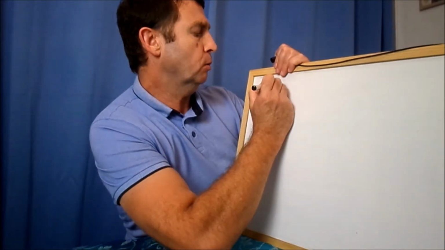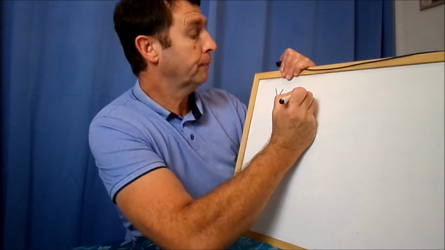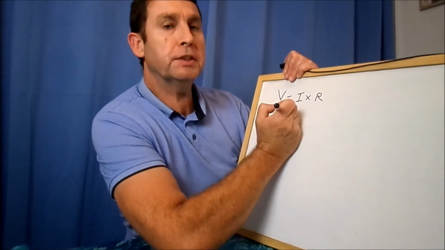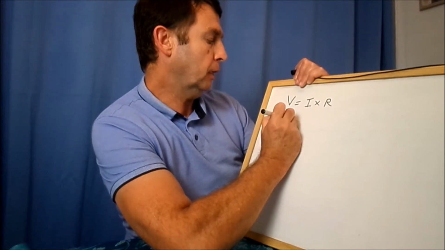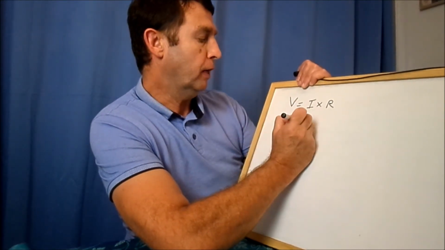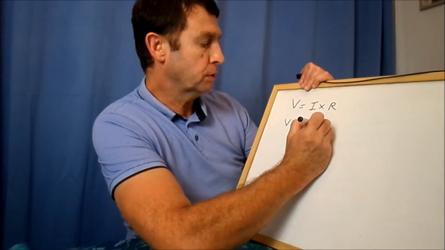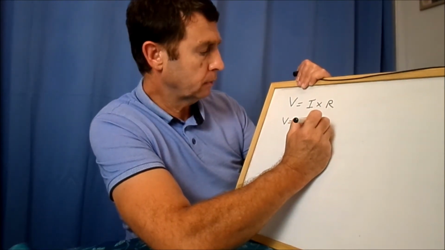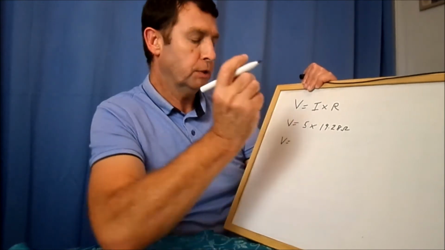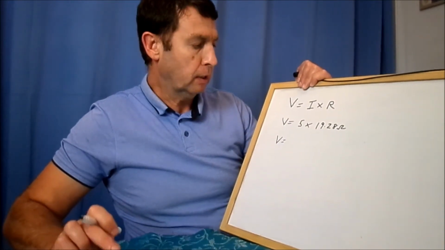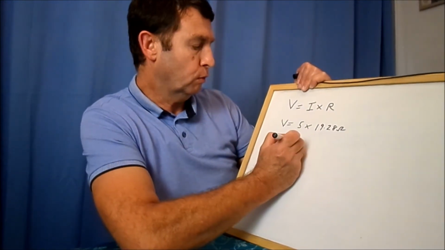Well, if you remember, we said Ohm's law, V for voltage is equal to I for current multiplied by R for resistance. So this is simple. We don't have to transpose the equation or anything like that. All we need to do is put in our numbers. So our voltage is going to equal 5 for the current multiplied by the total circuit resistance, which we said was 19.28 ohms. So 5 times 19.28 is going to equal 96.4 volts.